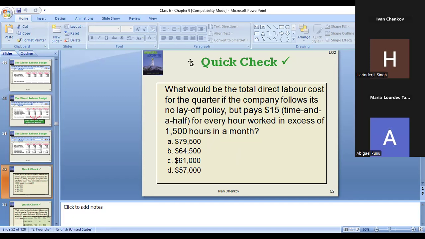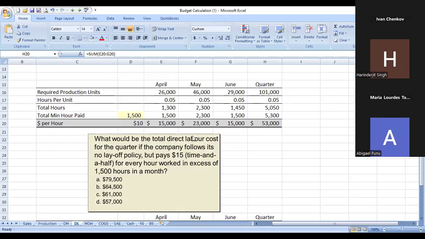Let's go to our Excel spreadsheet and start thinking about it. Just before I start sharing this, I want to make some adjustments, and then we're going to think about it and see how much we have to pay. Here we go. And that's our Excel spreadsheet now.